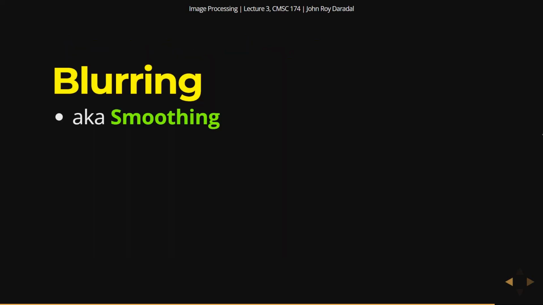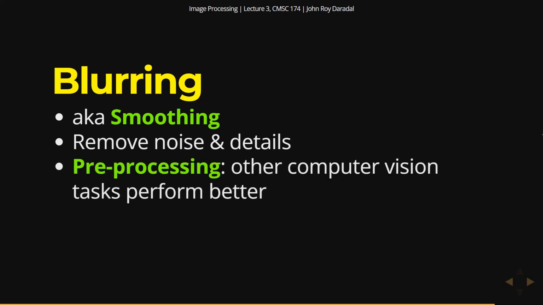So we usually do this for blurring or smoothing of the images, right? So we remove the noise and the details to make it blurred. And usually blurring is one of the most used pre-processing steps in other computer vision tasks, so that they can perform better. So for example, for segmentation, for image recognition, we might want to blur it so that we just focus on the overall shape or overall structure of the image without focusing too much on the details, so that we don't really confuse the computer.